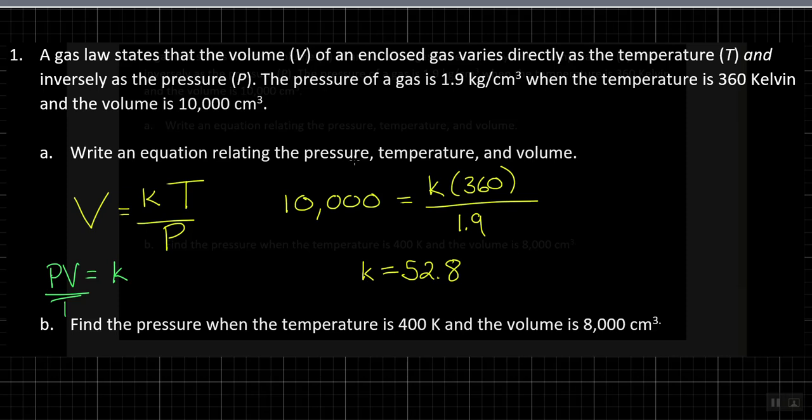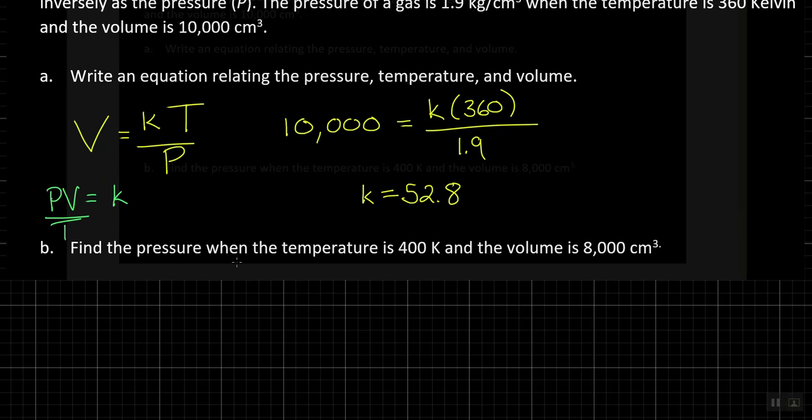Now that we have K, we're going to make a model that we can use to predict stuff. So check it out. If we're trying to find the pressure when this stuff all exists, we now have a good solid model. We know that the volume, based on this type of gas, is going to be found by taking 52.8 times the temperature, T, in Kelvin, divided by the pressure, P.